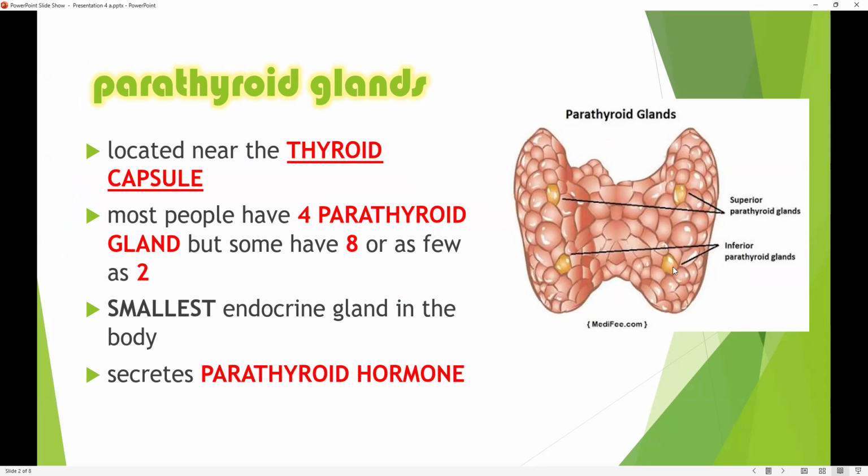So most people have four parathyroid glands, but some have eight or as few as two. So take note that your parathyroid glands are the smallest endocrine glands in the body. And of course, from the term itself, parathyroid, tinatawag natin ang hormone na ina-express nila as parathyroid hormone.